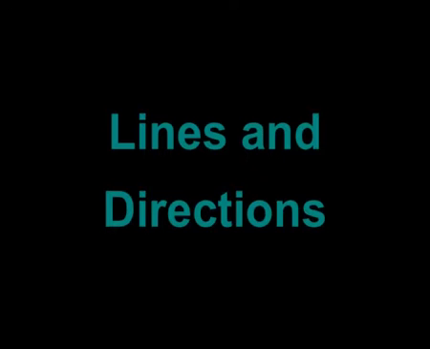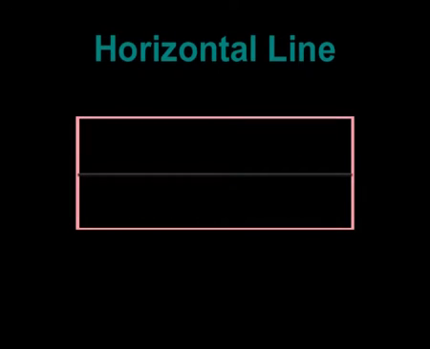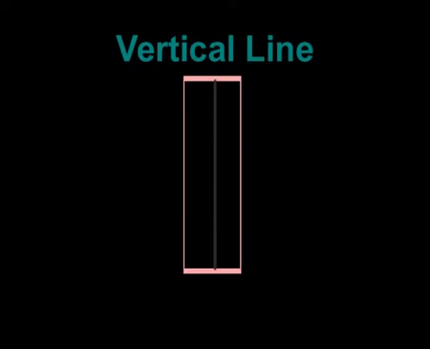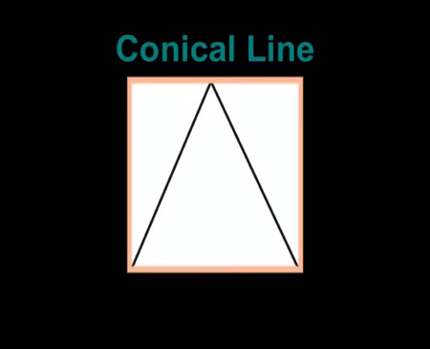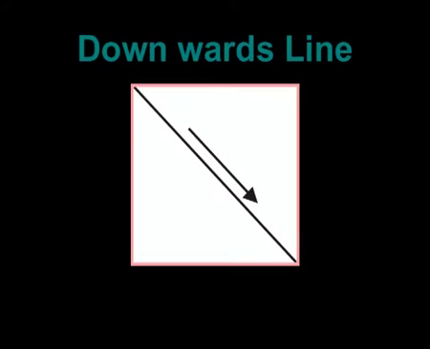Lines and direction. Horizontal lines show rest and peace. Vertical lines show power, balance, determination, honesty, truth and hardness. Conical lines show speed, fast and fight. Downward lines show peace and surrender.